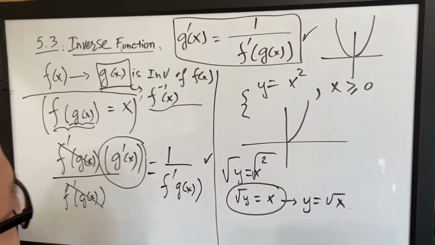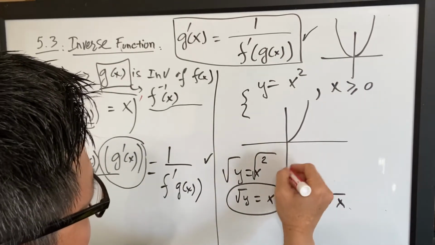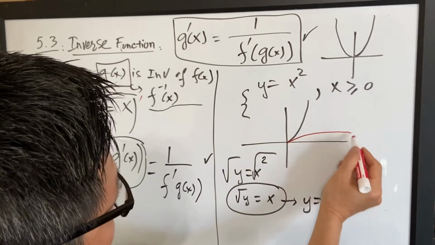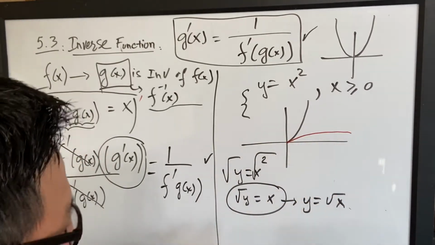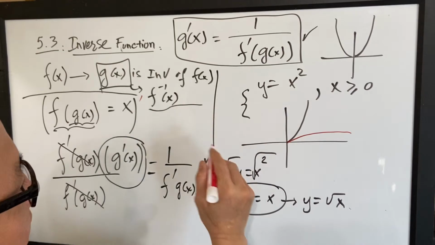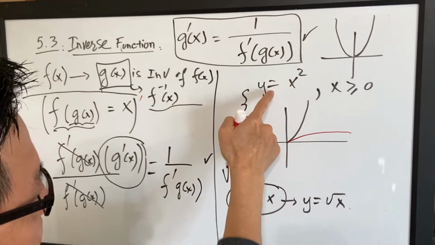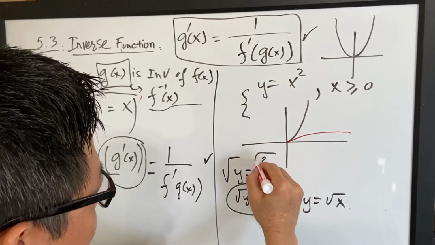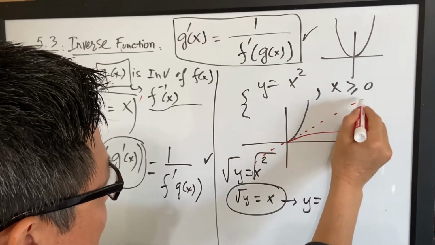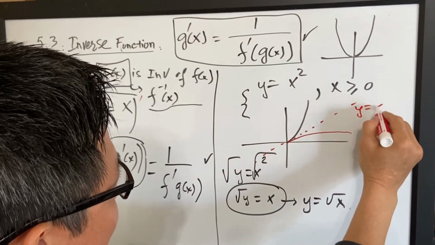To graph this one, you see this one will go like this. My point is to see the graphs of the function and its inverse. They both are symmetric over the line y equals x.